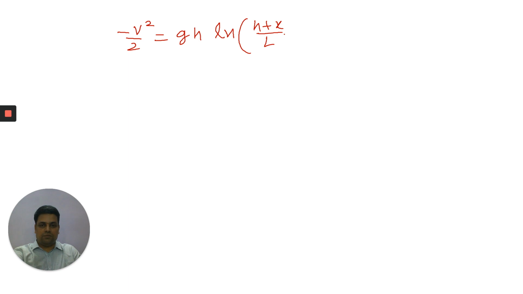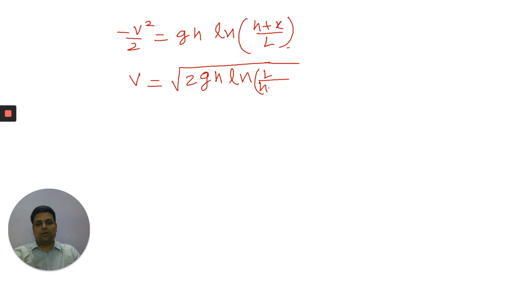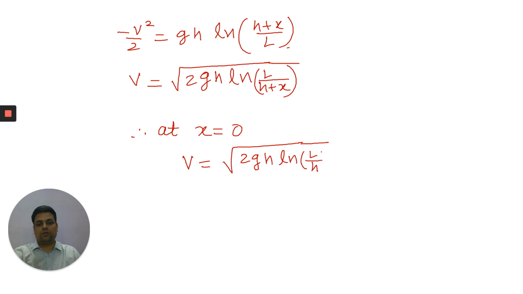So let us rearrange everything. We would have v equal to root of 2 g h ln of L by h plus x. We are asked to give the velocity at the instant the whole chain comes out of the tube. That means x is going to be 0. Therefore, at x equal to 0, we get v equal to root of 2 g h ln L by h. So that is the answer for this problem.